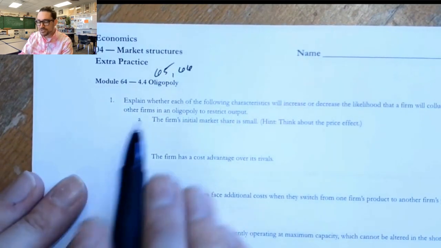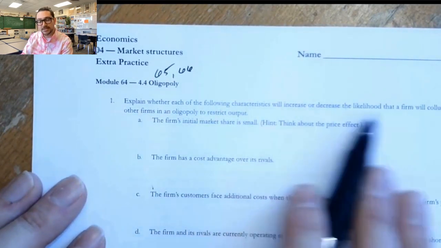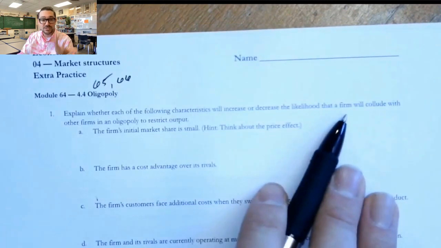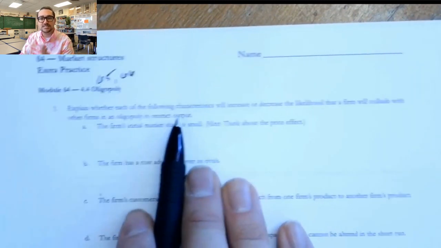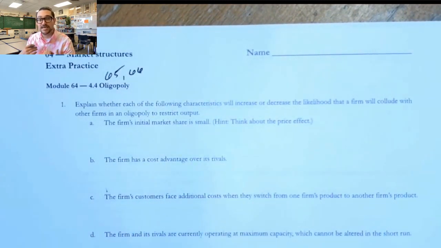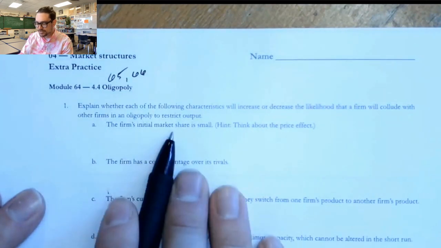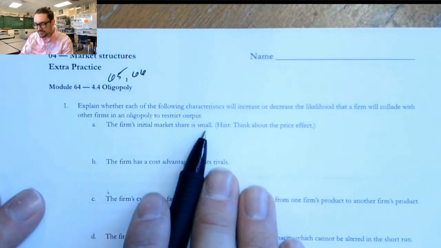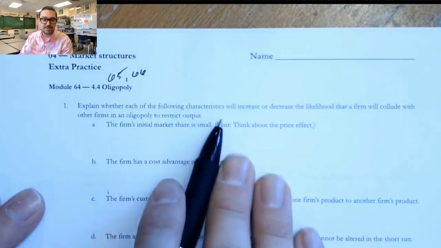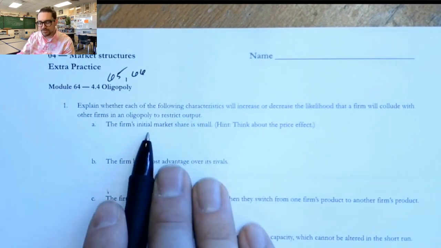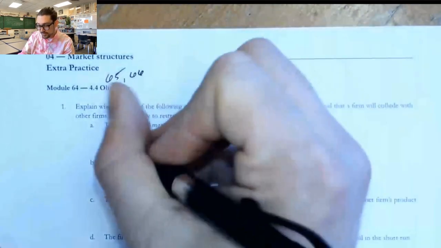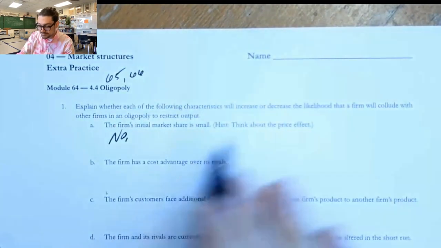This says, explain whether each of the following traits would increase or decrease the likelihood that a firm would collude to restrict output. So in other words, what would make it so that a firm would actually want to cut back its output and therefore maybe benefit from higher prices? And if we say a firm's initial market share is small, well, would they really benefit by restricting output? Probably not.